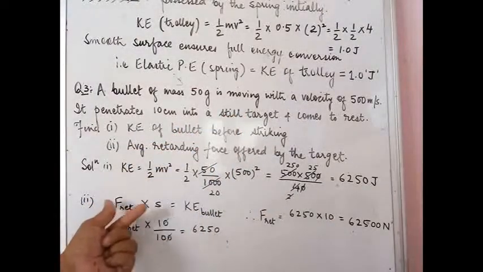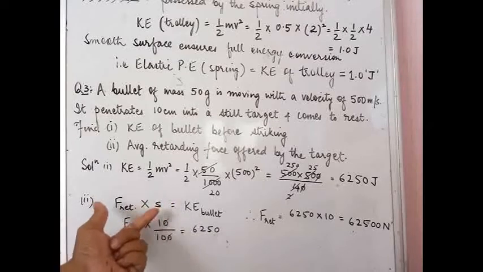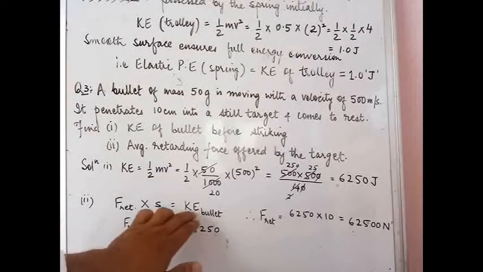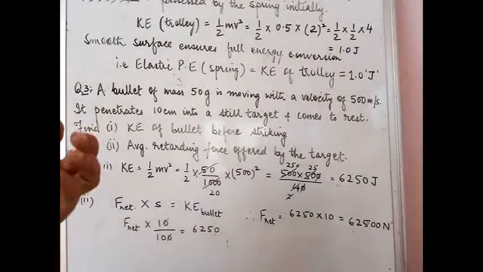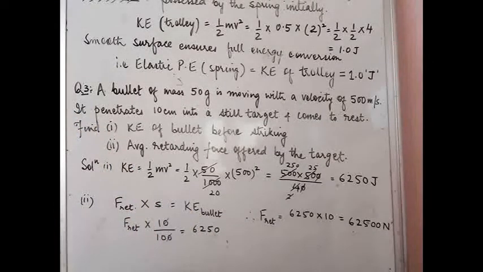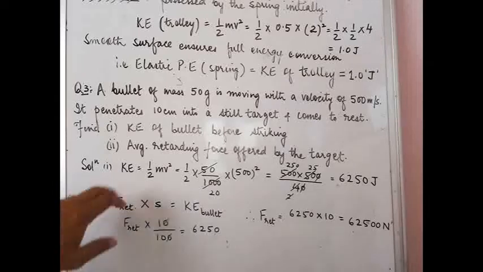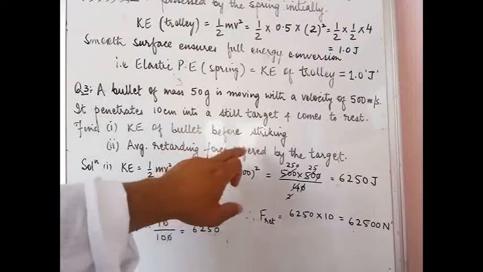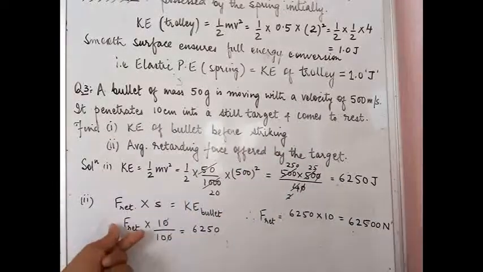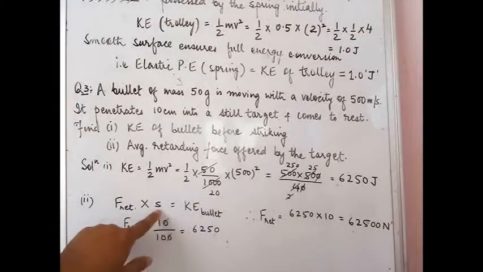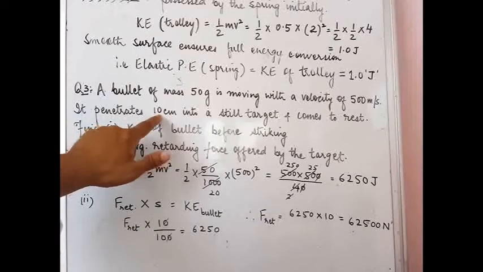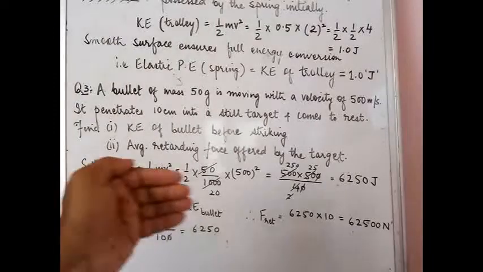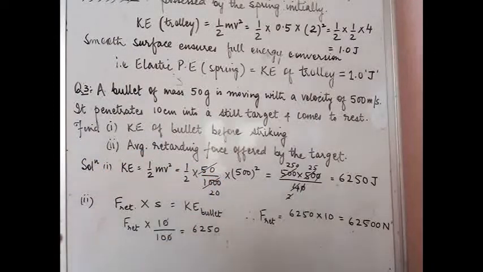So F multiplied by displacement is the work done, and that work done is equal to the kinetic energy of the bullet, because the entire kinetic energy has been used up. Kinetic energy value we already know, 6250 joules. On the left hand side, F retarding, the average retarding force offered by the target, is what you have to calculate, multiplied by displacement. Now if you read the second part of the question once again, it penetrated 10 centimeter. So the displacement was 10 centimeter into the still target.